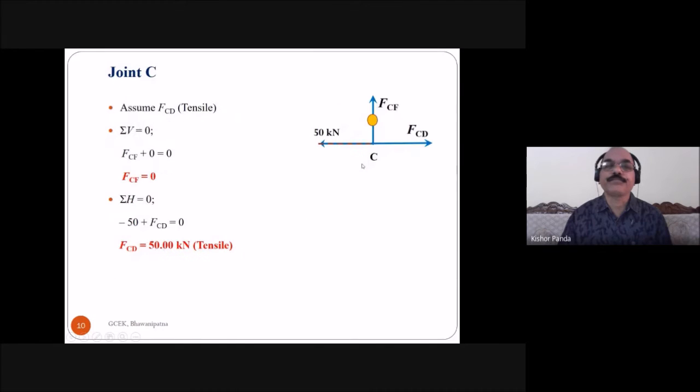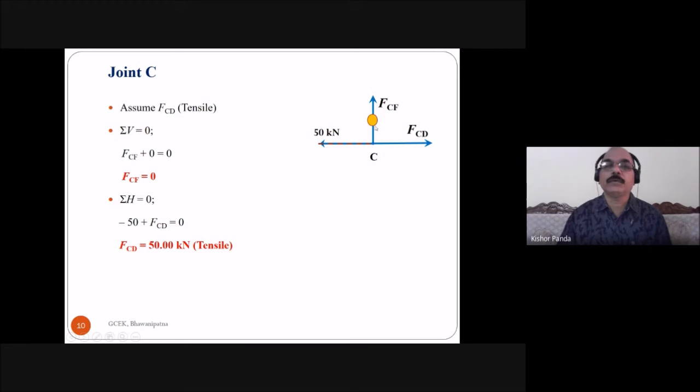At C, you know this force and you don't know this force. So take the nature of the force FCD as tensile. Assume the FCD force is tensile, and these two forces are in the same line but in opposite direction. But the third force which meets at joint C is equal to 0, so the force in this member is equal to 0. You can also find out by taking the summation of vertical forces equal to 0. This is FCF, but here there is no vertical loading. So FCF plus 0 is equal to 0. So FCF is equal to 0.